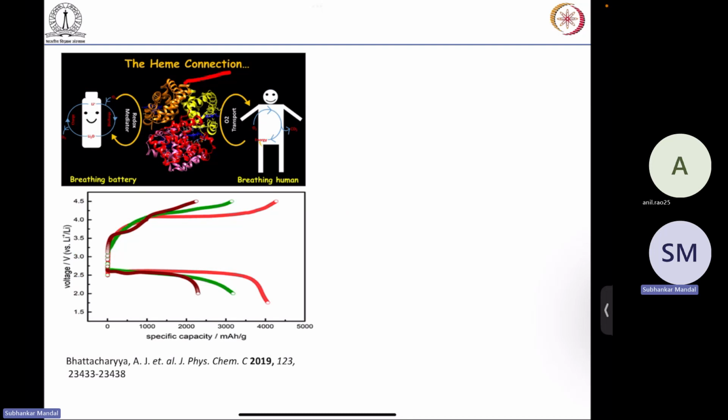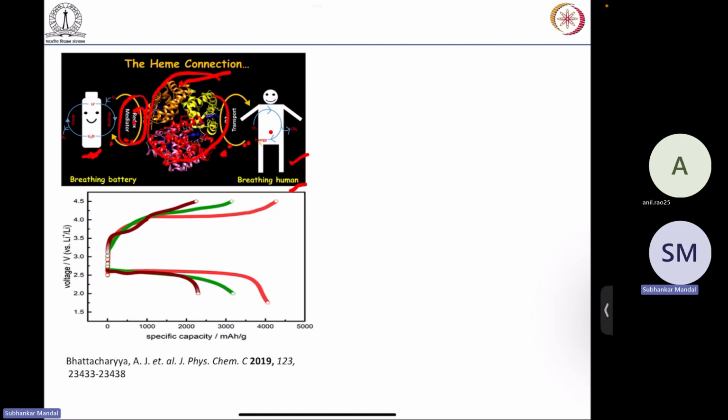So this is the schematic of the human breathing process, and in metal air batteries the same thing is happening. Basically this heme protein is used as a redox mediator. In our body, oxygen transport happens, and in the battery this heme also acts as an oxygen transporting agent as well as a redox mediator, meaning it can transfer electrons also.